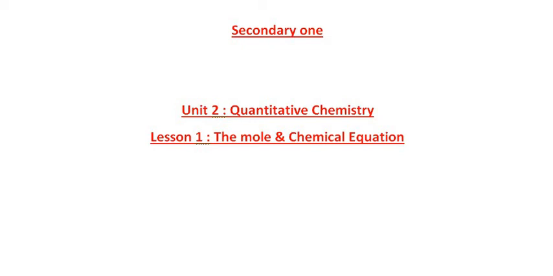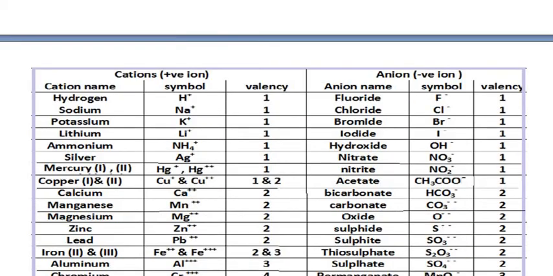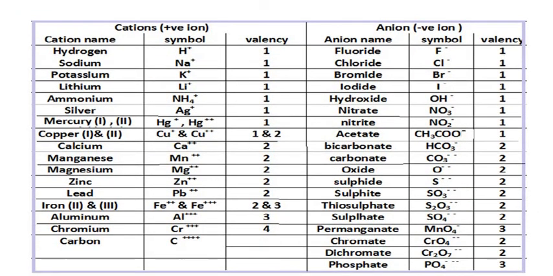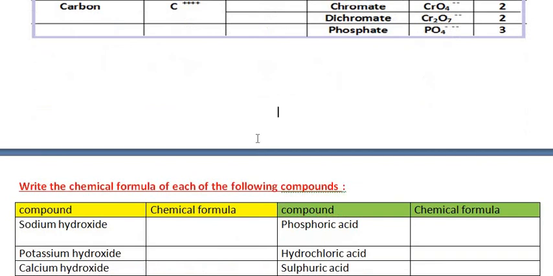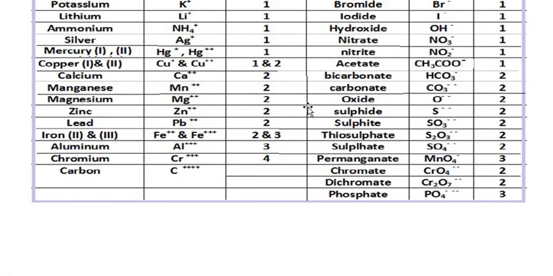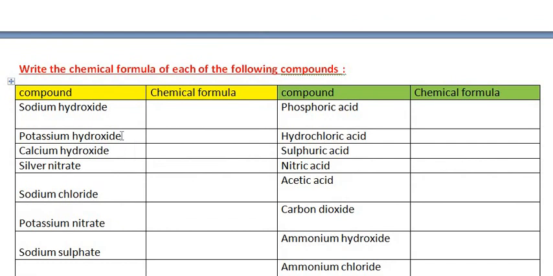Now we are going to start a new unit called quantitative chemistry. First lesson is called the mole and chemical equation. In fact, we need some information from the preparatory stage: the elements, symbols of elements, and the formation of positive ions and negative ions, and the formula of the compounds, the valency of each one, and we use this information from the table to write the formulas of these compounds.